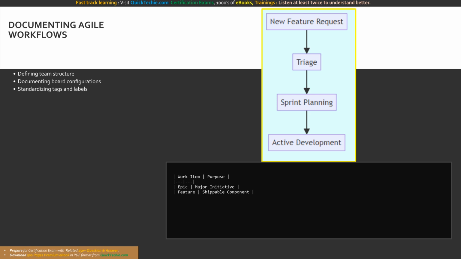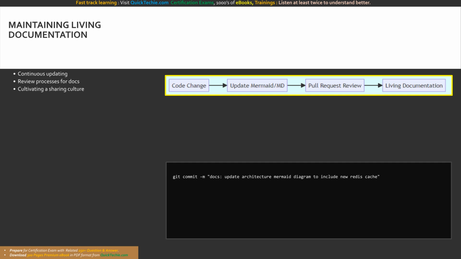taxonomy. This simple agile workflow diagram illustrates the lifecycle of a feature request, moving from initial triage into sprint planning, and finally, active development. To conclude, configuring wikis and process diagrams using Markdown and Mermaid syntax transforms static project documentation into dynamic, living assets. By managing documentation as code, teams guarantee that architectural diagrams and agile guidelines evolve continuously alongside the software. This cultivates a robust culture of knowledge sharing.